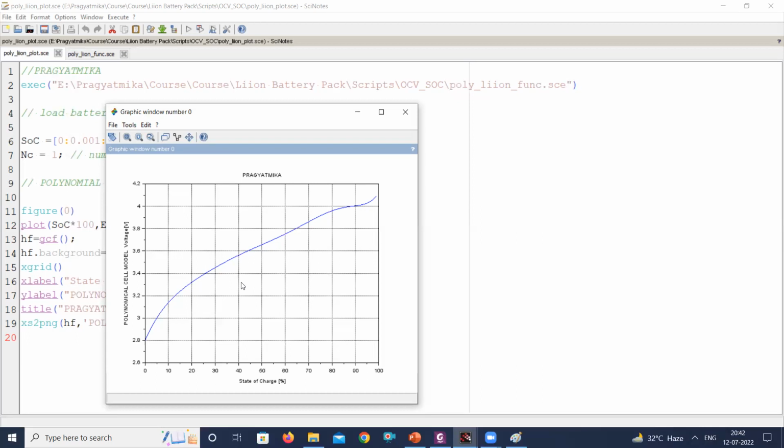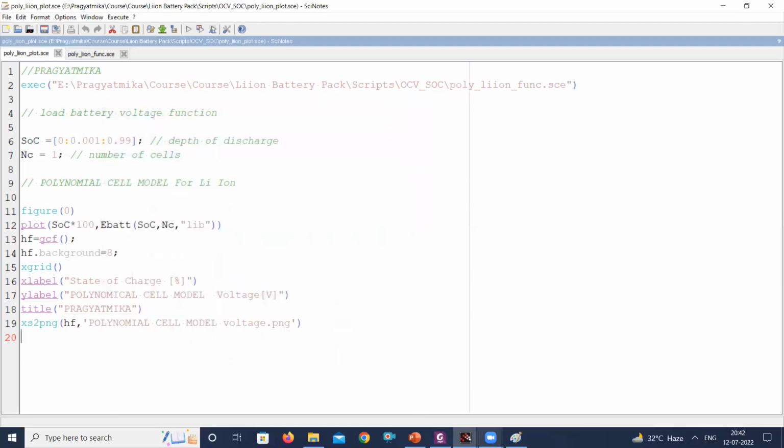Any more questions? No, sir, we can move ahead. Okay, so I'm moving towards the battery pack calculation side, and in the meantime you can do a study on this.